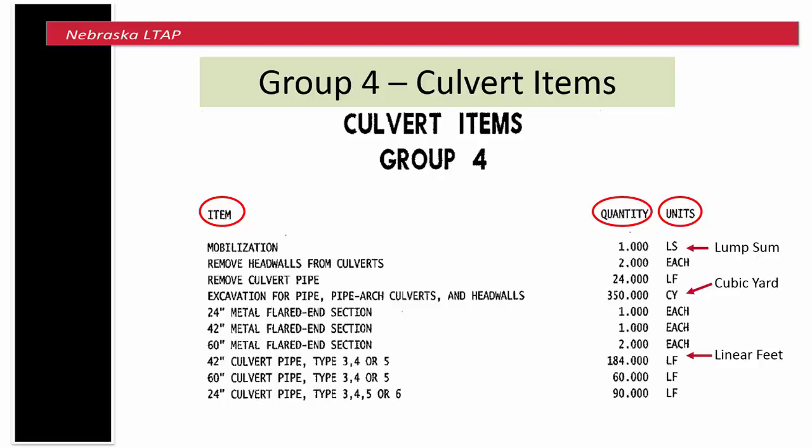The item name is in the left column, the item quantity in the second column, and the item units in the right column. The item units can be given in lump sum, cubic yard, linear feet, as shown here. Other item units include hour, pounds, tons, square yards, or acres. Look at the other group items to become familiar with names, quantity, and units.